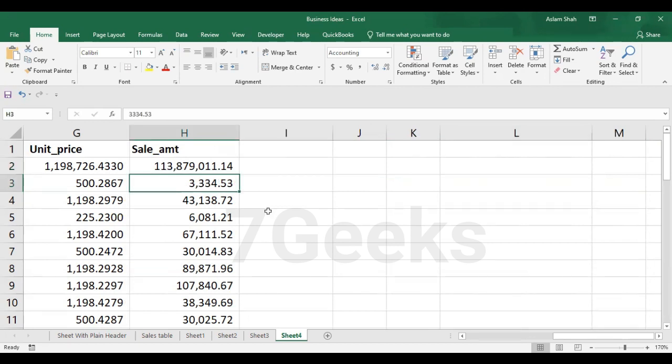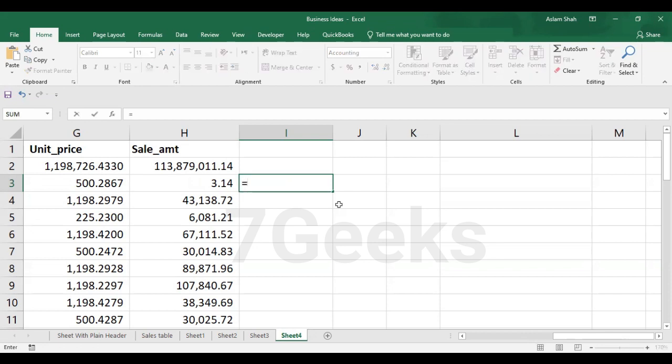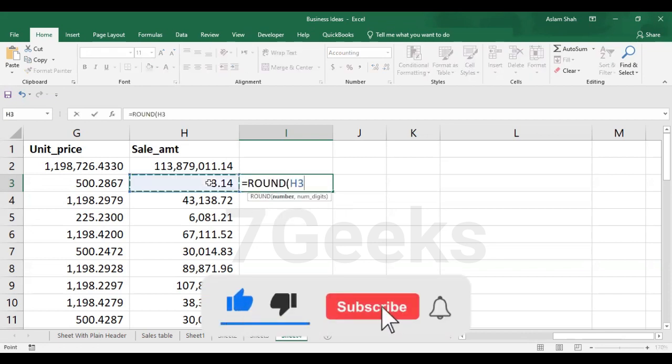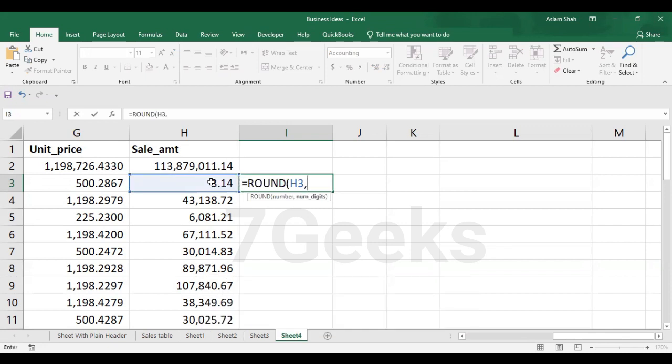The very first type of rounding is the basic rounding. In basic rounding, we simply round the numbers to a specific decimal place. For example, we have a value that is 3.14159, and I apply the basic round function, equal sign, round, and then this is the range or the value. For example, I want to round by 2 digits.